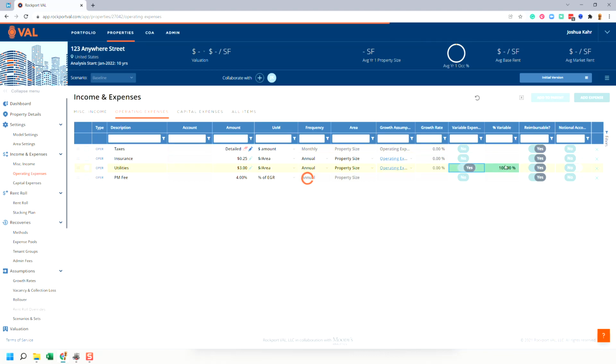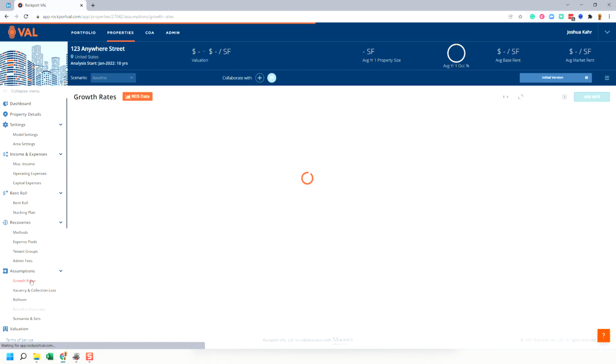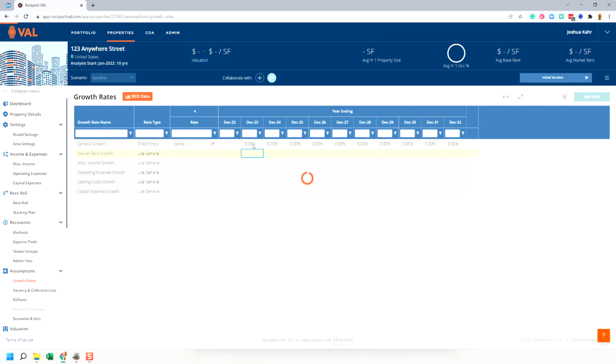Utilities, I can make it variable. So I'll make it, say, 30% fixed. In other words, some percentage of the utilities are flat and are always paid. Some percentage will vary with occupancy. It looks like you can also put in notional accounts. The idea being that you can have expenses that you don't calculate for what you pay, but you calculate it just so you can bill back things to tenants. Not going to play with that too much. That's more of an advanced concept, but whatever. I got some expenses in here. Let's put in some growth rates. I'm going to grow everything at 3%.